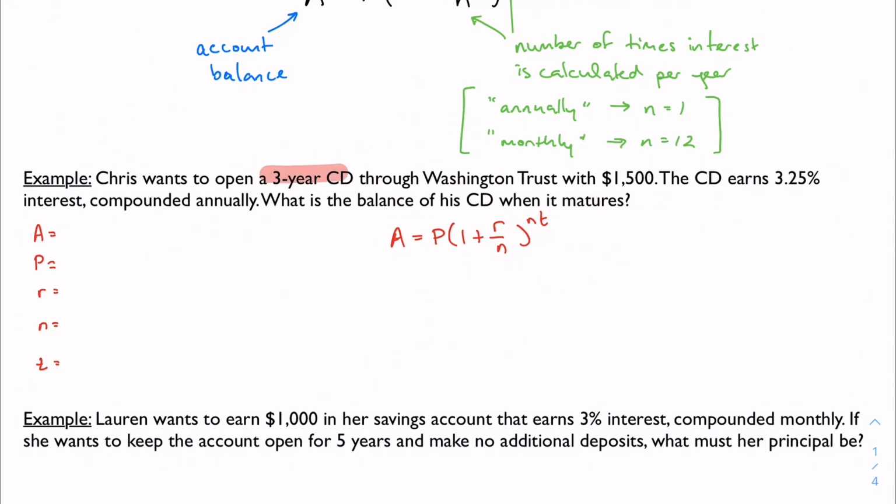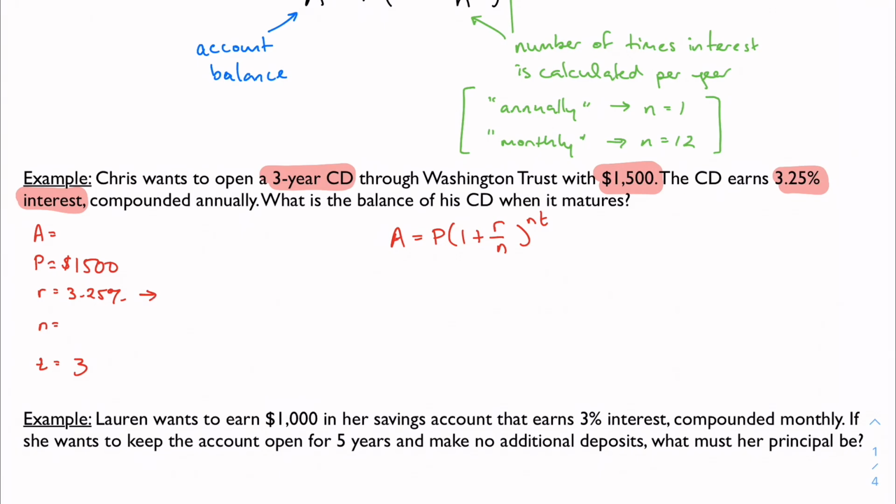So we want to open a 3-year CD. That tells us that our time is 3. And we're going to open that CD with $1,500. Well, then that's my principal, $1,500. The CD earns 3.25% interest compounded annually.